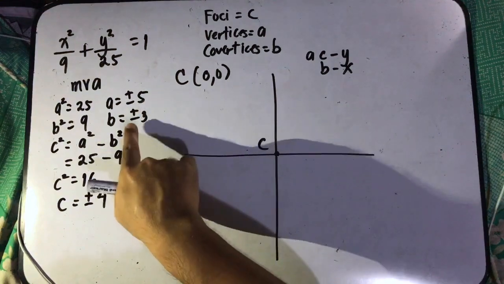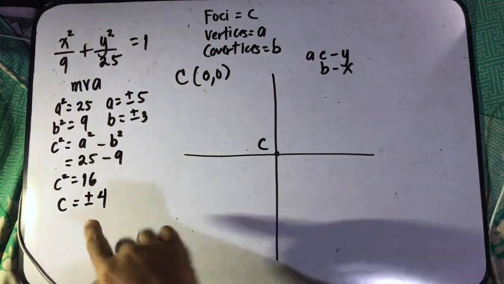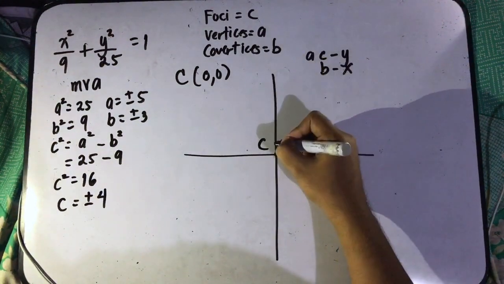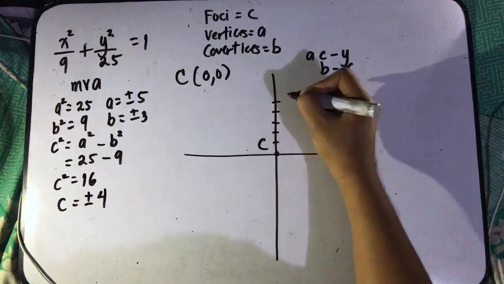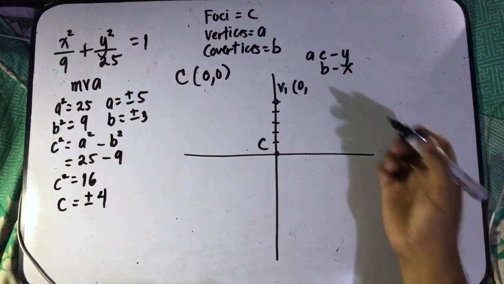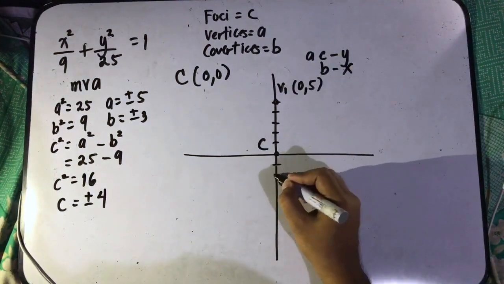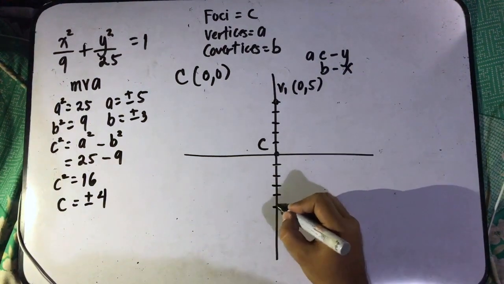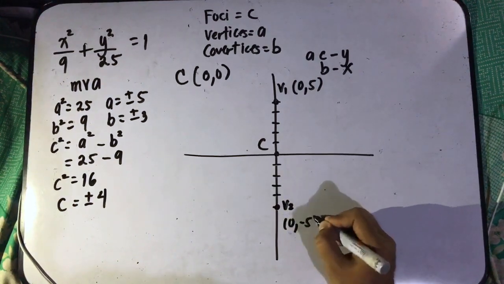Okay, asan daw si A? Plus minus 5. Asan daw si B? Plus minus 3. Asan daw si C? Plus minus 4. Okay, si A at si C nasa Y. 1, 2, 3, 4, 5. So this is what we call V1, located at 0 and 5. Punta naman tayo, 1, 2, 3, 4, 5. So this is V2, located at 0 and negative 5.